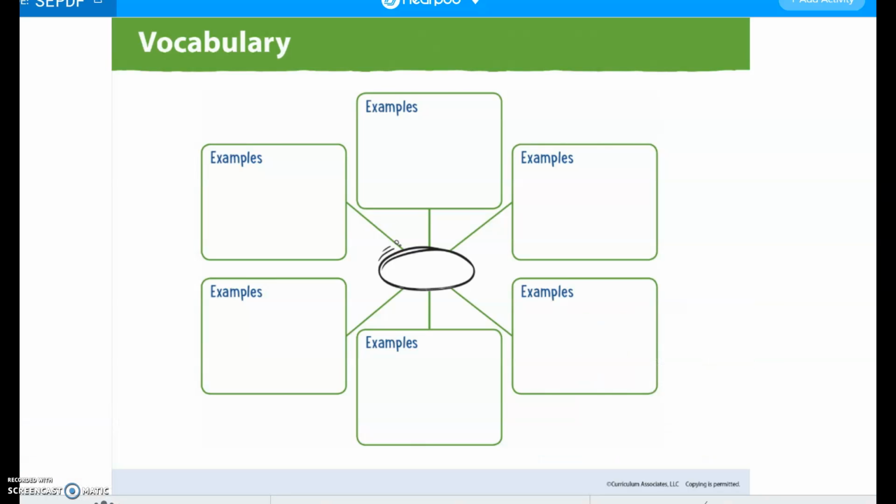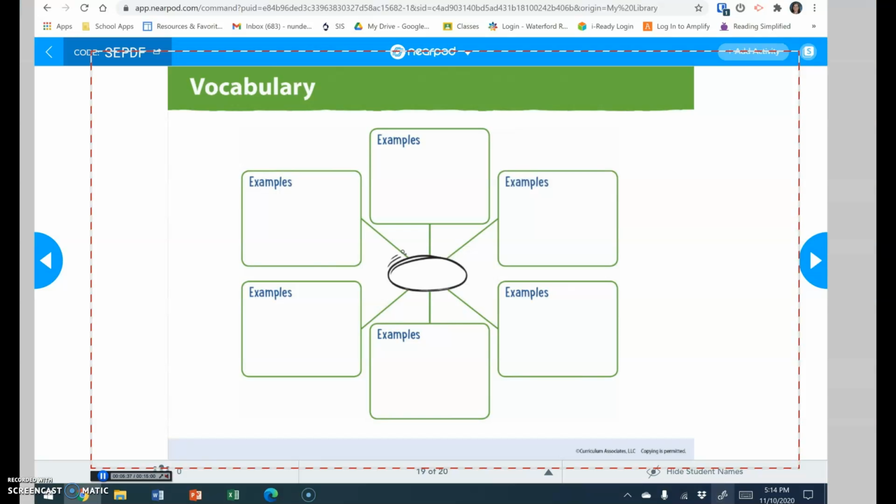Because you have this sheet to do, I want to show you how to do this sheet. In the middle of the sheet, it has a product. And you need to write some examples of products.